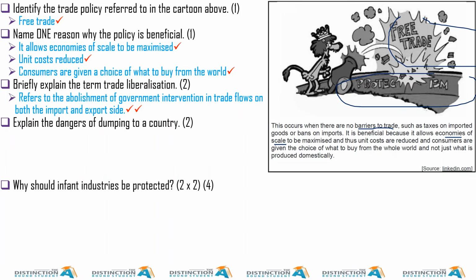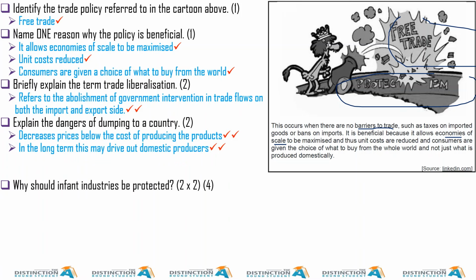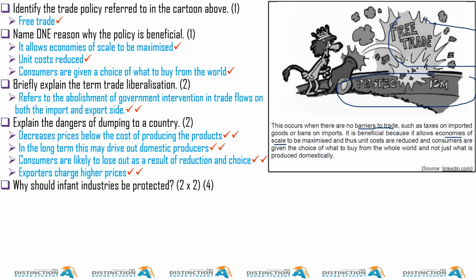Explain the dangers of dumping to a country. Okay, first and foremost, this dumping is not environmental dumping. This is when countries are selling goods at a cheaper price in a foreign country. All right, so what could be the dangers? It could decrease prices below the cost of producing the product. In the long term, this will drive out domestic producers because people are buying these goods at a cheaper price from other countries, and a consumer will always need a good deal regardless of where this item is made.